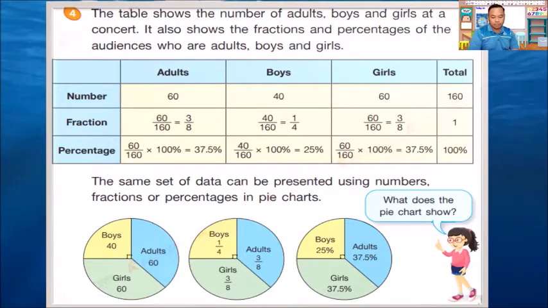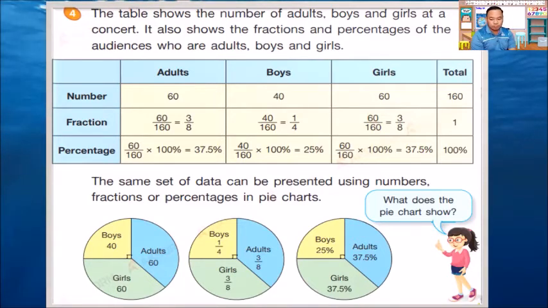And the fraction, how do you write the fraction? For adults, the total is 160, so just 60 over 160, or in simplest form, divide by 20, so 3 over 8. For boys, 40 over 160, that equals 1/4, divided by 40. And for girls, the same as adults: 60 over 160, 3 over 8. The total is 1.